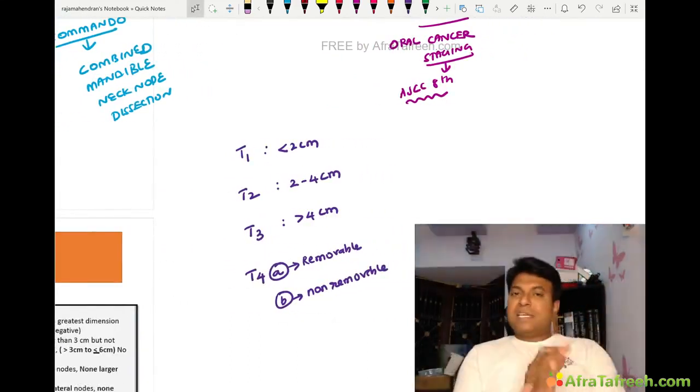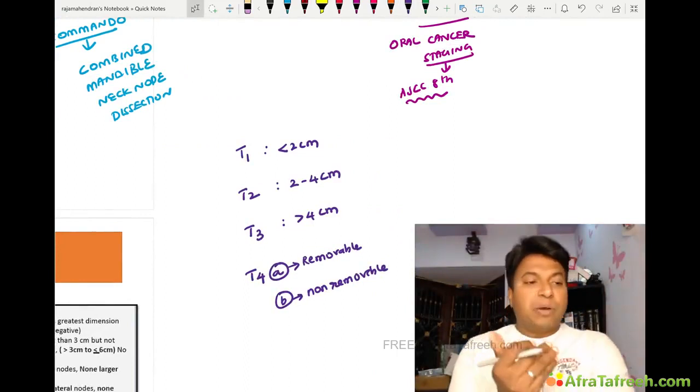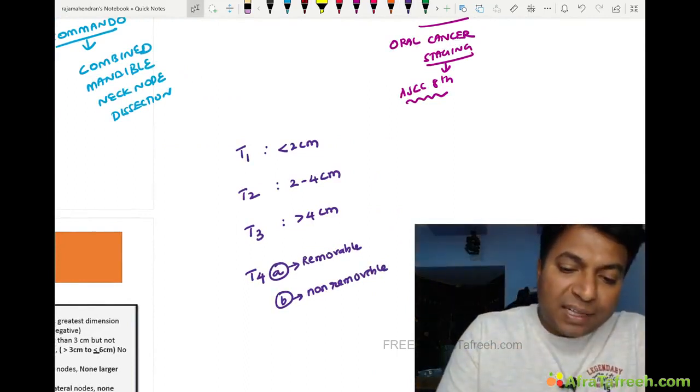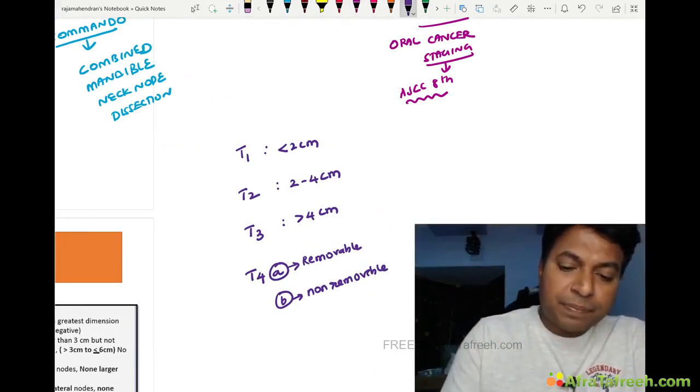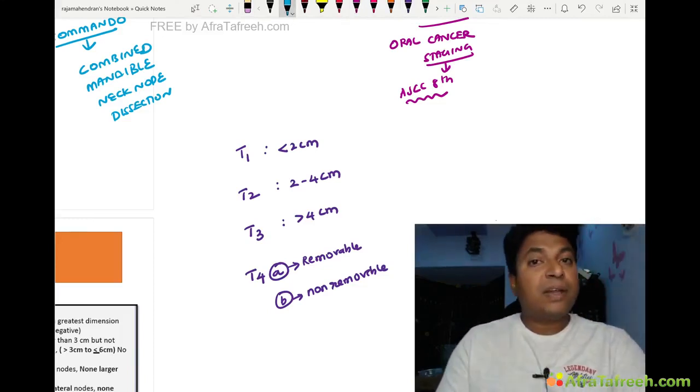pterygoid plates, all those come under T4B. So this is a very simple staging as per 7th edition, but in 8th edition they added one new point. Can you tell me what is added in the 8th edition in T staging? Anybody? What is the new point which is added?